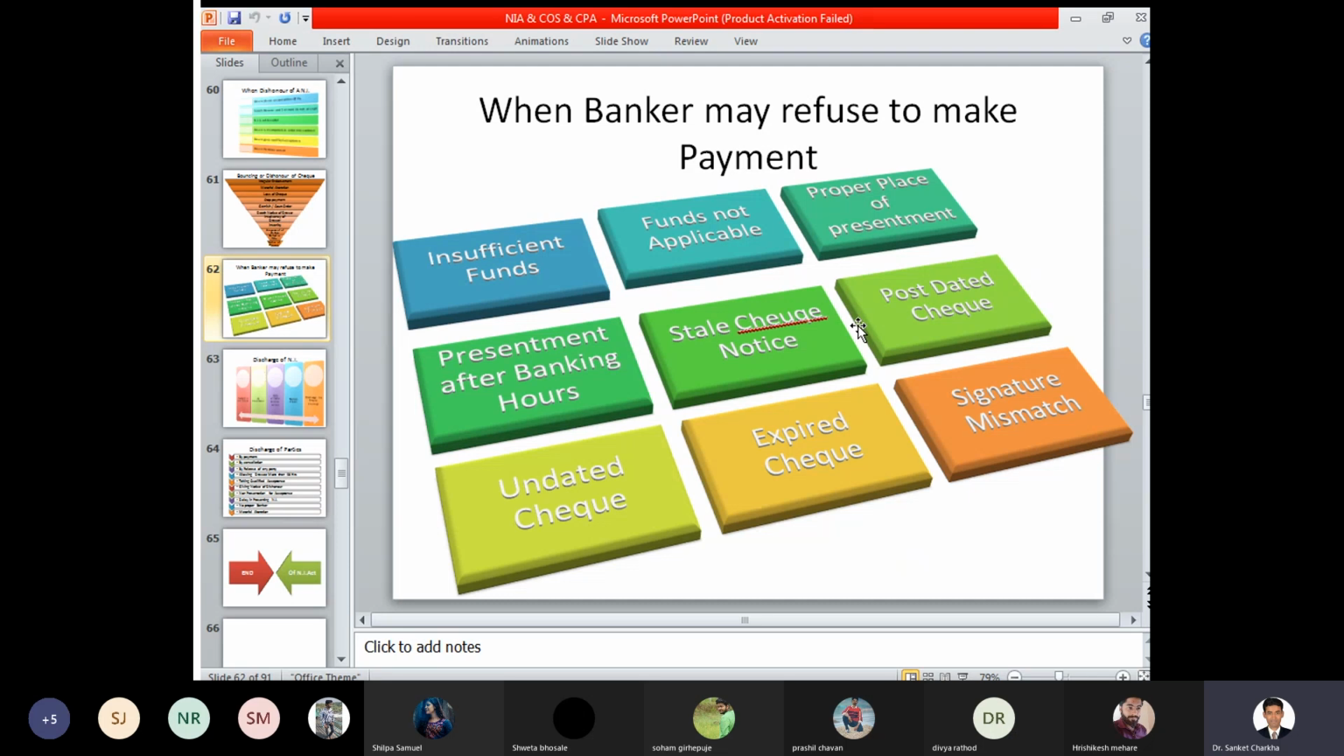Funds not applicable. That is, you have mentioned the amount of rupees 10,000 and the balance in your account is just 0. So in this case, if the funds are not applicable, or if you have misinterpreted the particular consideration, then accordingly the bank may refuse to make the payment.